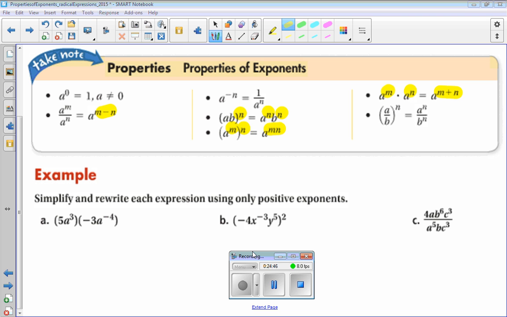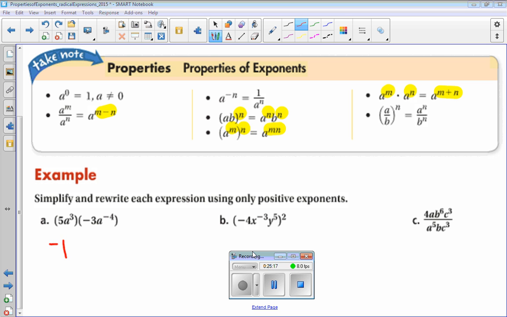So let's start with the one on the left. So let's start with A. I don't see any addition signs, any subtraction signs. I see a negative. I see some exponents. And the parentheses indicate that I'm going to multiply these things together. So what am I going to multiply? The 5 and the -3, the coefficients. What is 5 times -3?